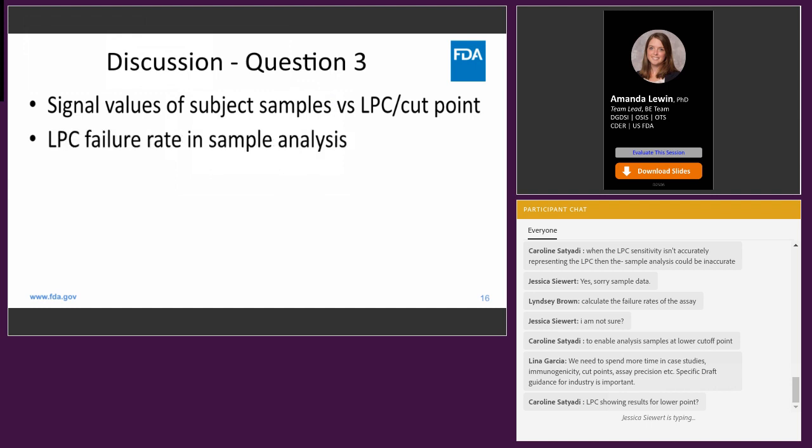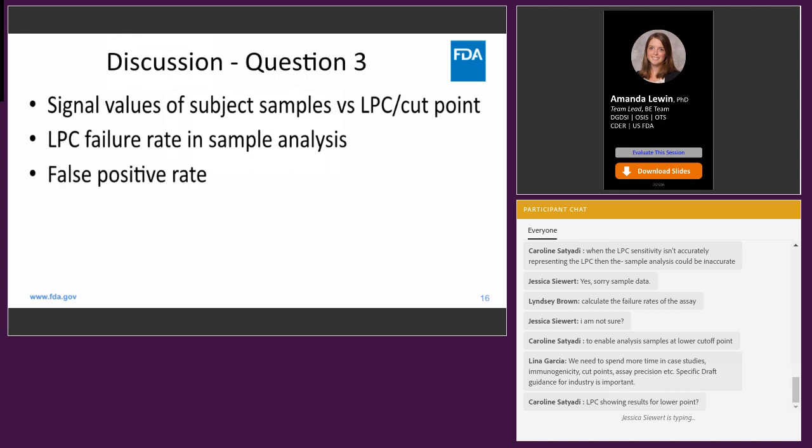But here is a comment that you guys did pull up, and it's the LPC failure rate, right? So you can look at the LPC failure rate in sample analysis. Did it fail 1% of the time? With smaller studies, this is definitely difficult to evaluate. If you only have 20, 50 runs, you might not have a failed LPC, and that's within the expected response. With the larger studies, though, you can really look at that as well.